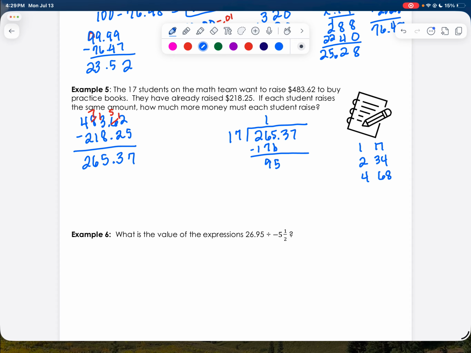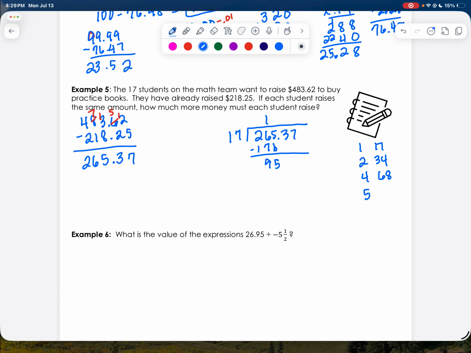I wonder how much 5 would be. So if I were to add 1 plus 4, I would get 5, which means I would have to add 17 and 68. How much would that be? 60, 70, 85. 85 is pretty close to 95, so I'm going to use 5. So 5 times 17 is 85. Subtract and bring down. All right.